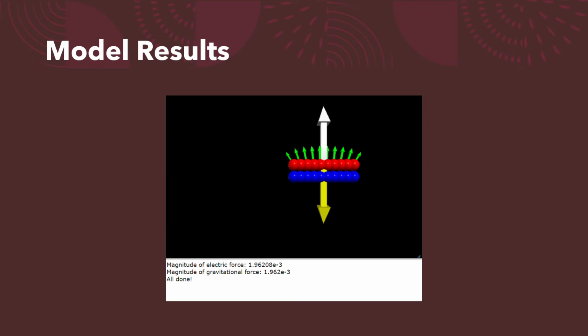This was then output as a model here, and as you can see, the red dots represent the small sections of the top piece of tape, and the blue dots represent small sections of the bottom piece of tape, and the green arrows are the individual electric forces on each small point coming from the blue tape. This is then calculated in an overall electric force represented by the white arrow, which is equal and opposite the yellow arrow, which represents the force of gravity.